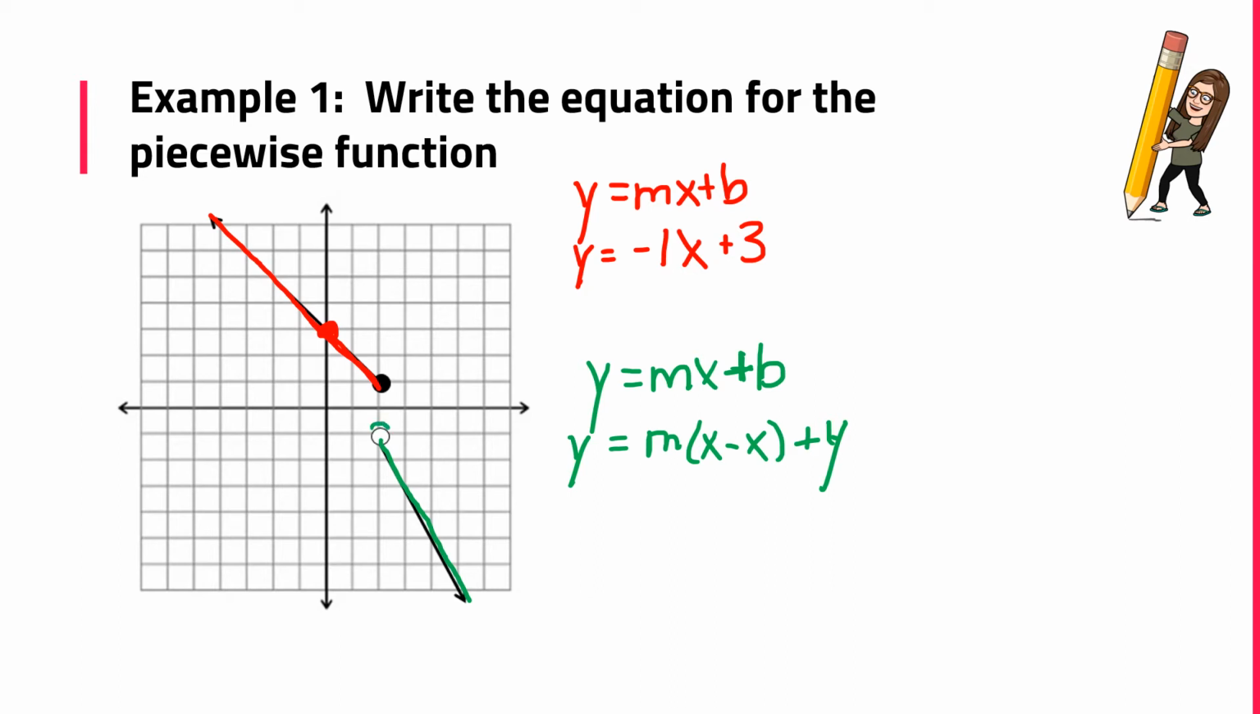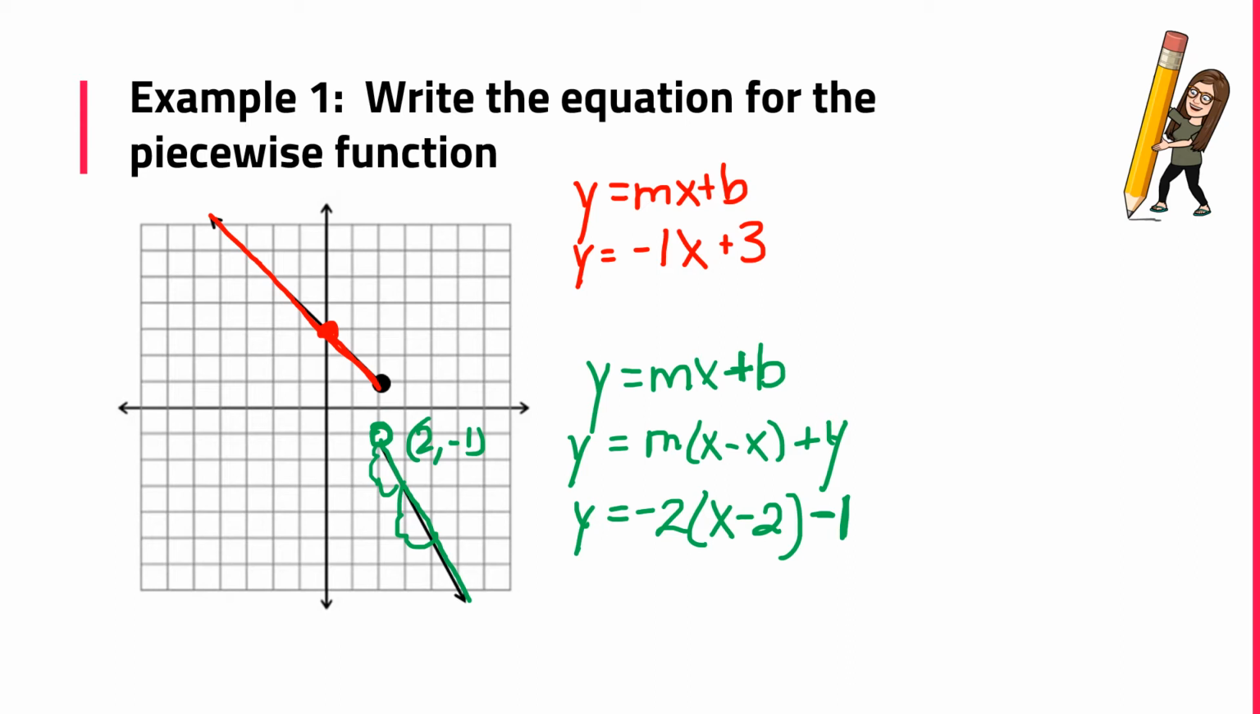I'm going to use this open circle as my point. That point is (2, -1). So I'm going to have y equals, I can still count my slope, down 2, right 1, down 2, right 1. My slope is -2. My x point, remember if it's in parentheses, I change the sign, so instead of +2, it's -2. My y value says -1, and remember, the vertical shift on the outside is what it is. It's going to stay -1.